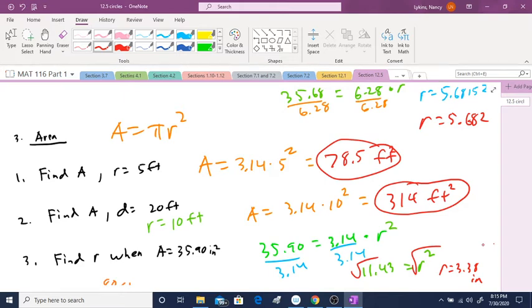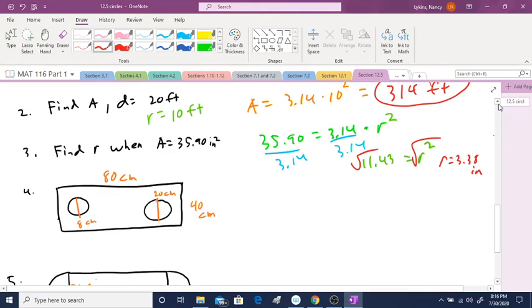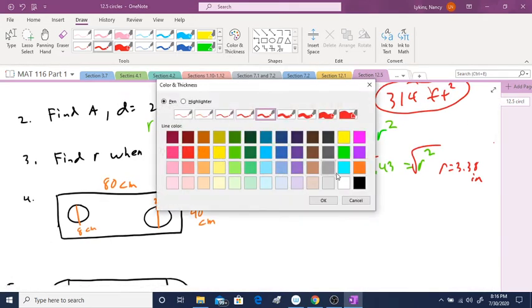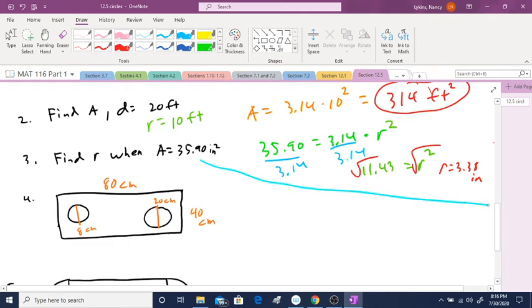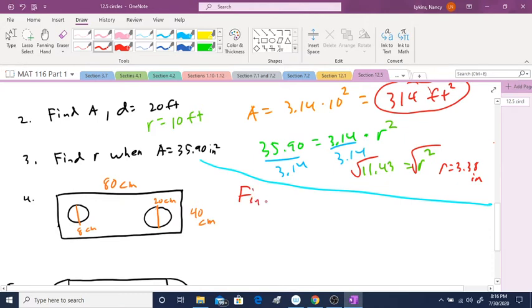Okay, now I'm going to finish this lesson with 2 examples. Okay, first example. I might have this board or piece of metal that's an 80 by 40, but I've got two circles that are cut into it. Okay, one circle has a diameter of 8 centimeters, the other one has a diameter of 20 centimeters. So I want to find out what the area is.